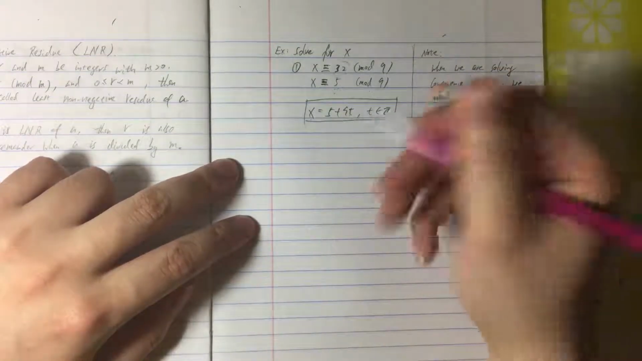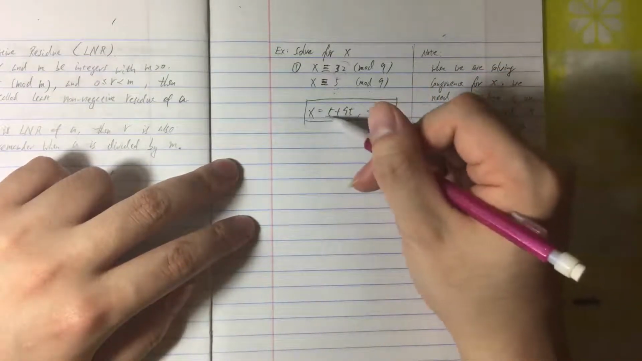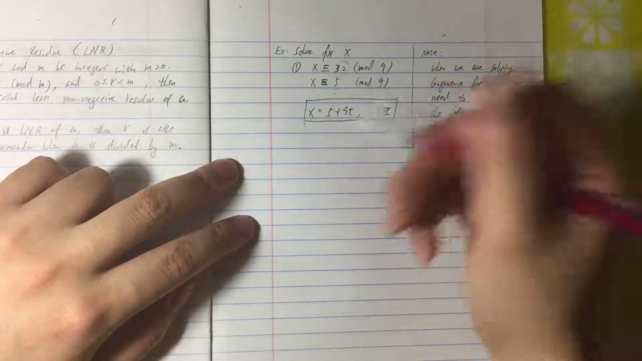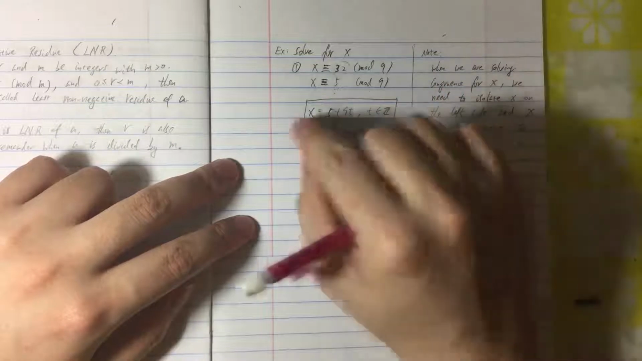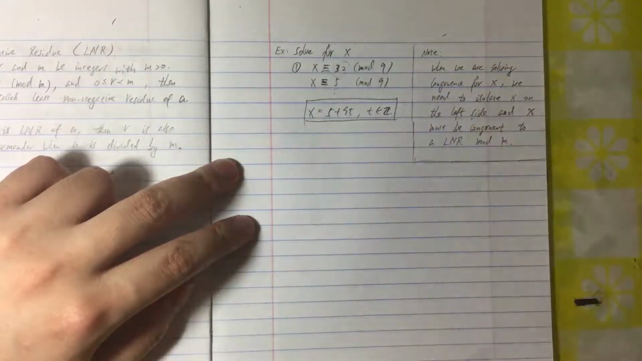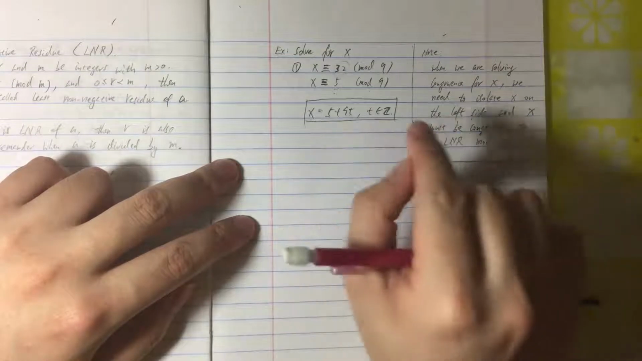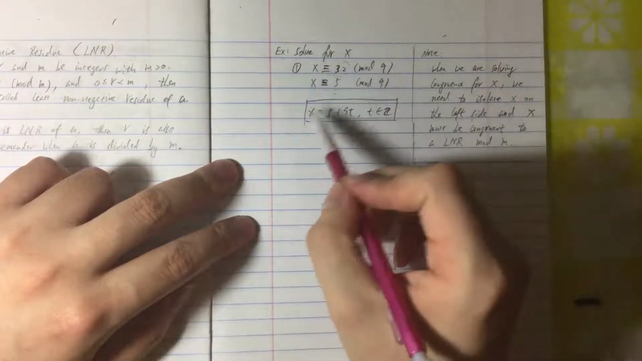For example, t could be any number. t could be 0. When t is 0, x is 5. When t is 1, x is 14. When t is 2, x is 23. x could be any number in the form of 5 plus 9t, where t can be any integer. That's how we solve for x.